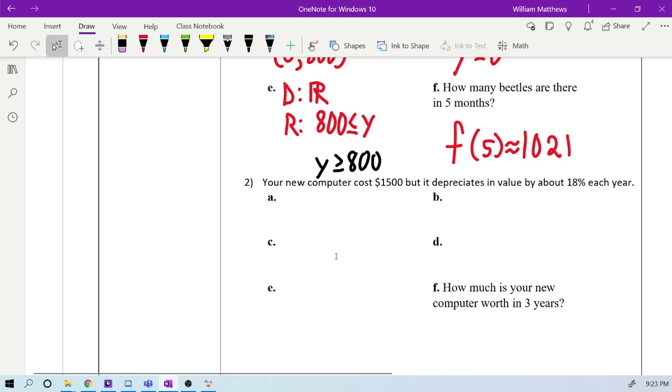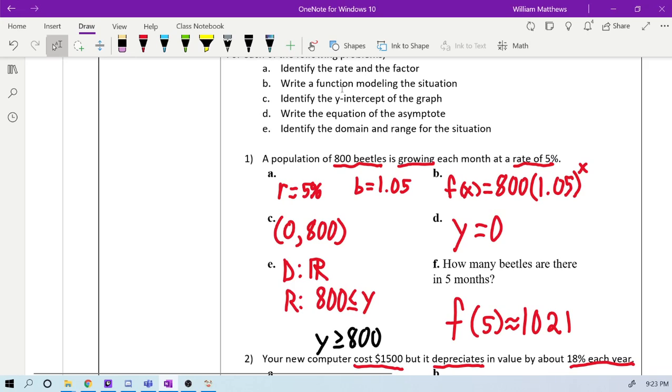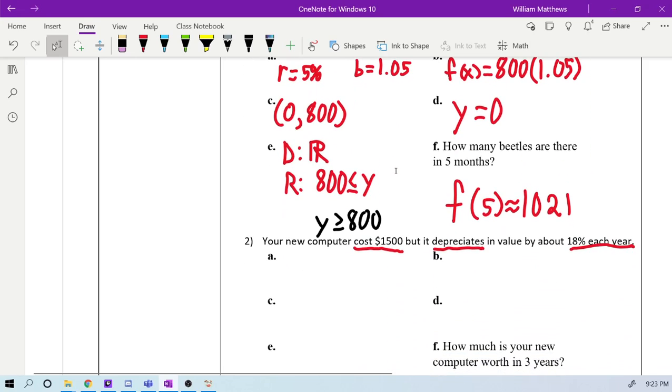For our second example, we have a new computer that cost $1,500, but depreciates. We need to understand that the word depreciate means to lower in value by 18% each year. So now if we look at our instructions again, it wants us to identify the rate and the factor. So our rate in this situation is 18%.